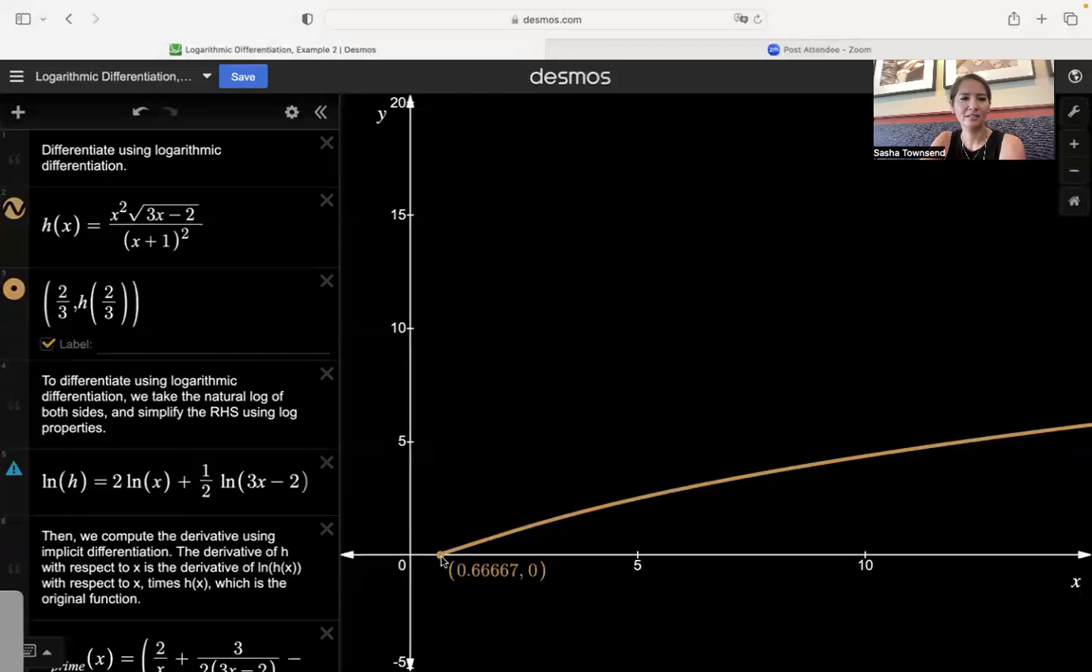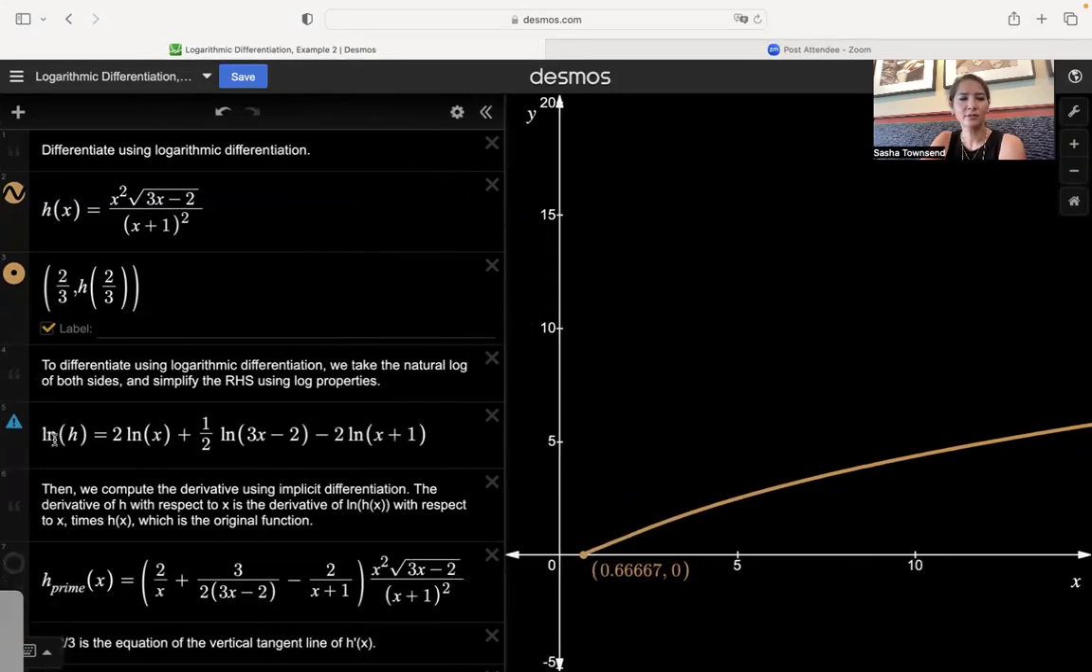I plotted that point of intersection when x equals 2/3, h equals 0. And we used logarithmic differentiation. So first we took the log of h on both sides, and then we used our log properties. So this product, x squared times 3x minus 2 to the 1/2, when we took the log of that, it became 2 times natural log of x plus 1/2 natural log of 3x minus 2. And since we had an x plus 1 squared in the denominator, that became a -2 times natural log of x plus 1, because the log of a quotient is log of the numerator minus log of the denominator.